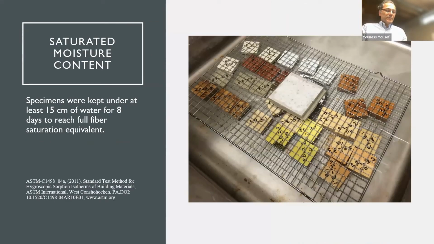For the density of the material, for the dry density, we dry them in the oven, again following procedures from the standard. For the saturated moisture content, we followed the ASTM 1498 standard, which recommends that if you keep materials for more than 7 days under a column of water of at least 10 centimeters, you can get water saturation or almost similar to that.